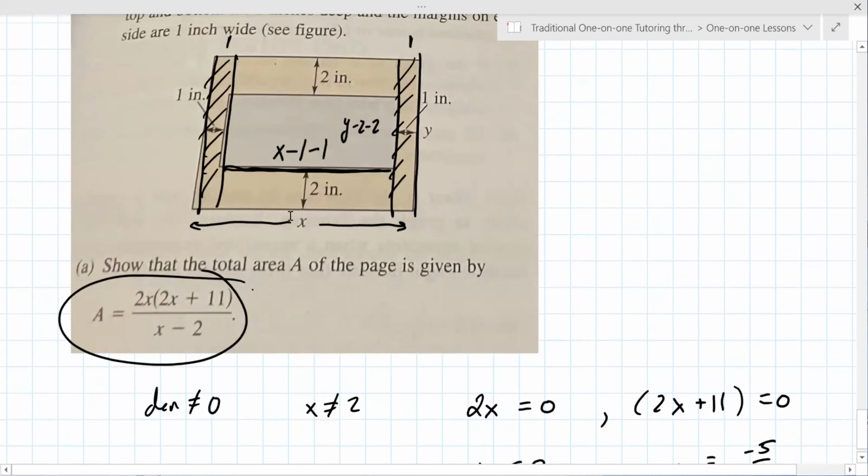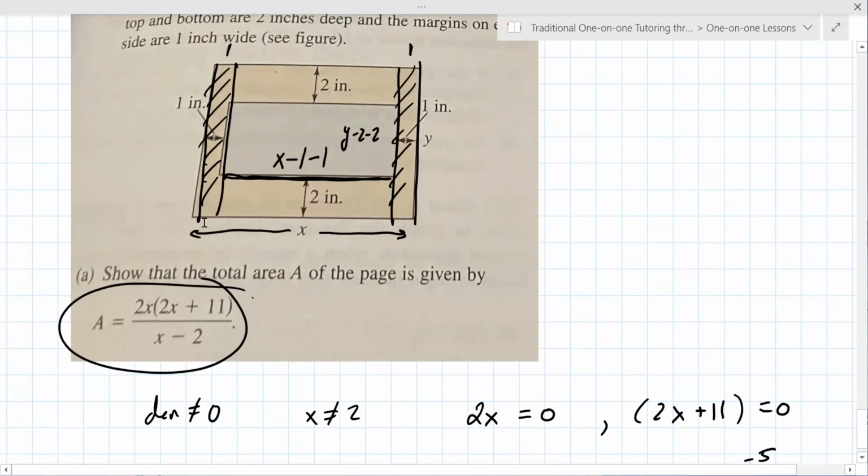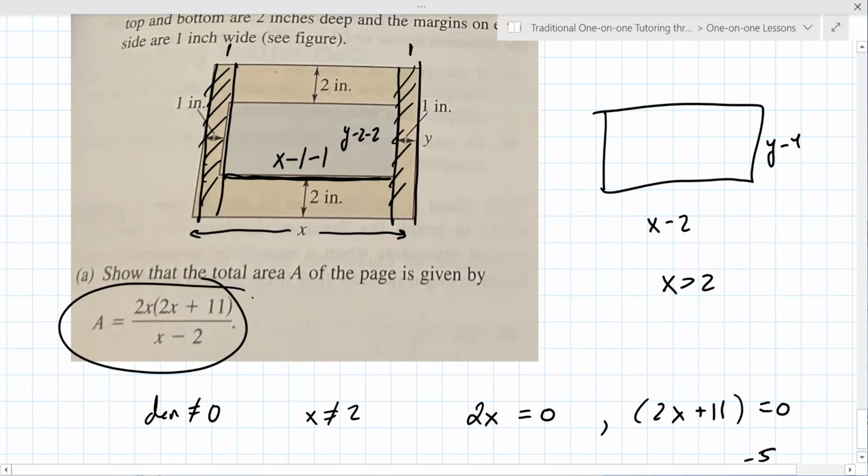But if x is 2, when you subtract 2 from it, you get 0 up here. So this inner part here is x minus 2, y minus 4. So x has to be greater than 2, because if you put in a number like 2, it becomes 0. So anything bigger than 2 is good. So that's probably your domain.